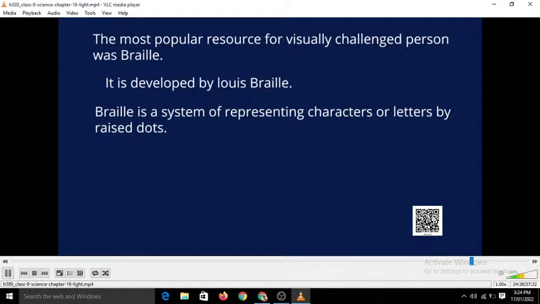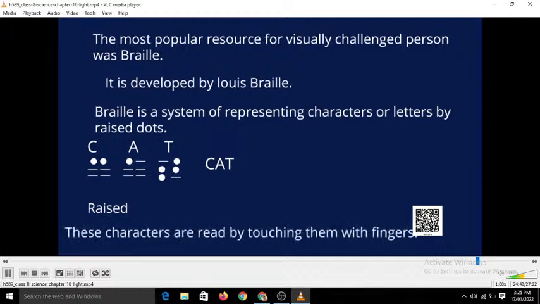Braille is a system of representing characters or English letters by raised dots. For example, here cat is written C-A-T. These characters are read by touching them with fingers.